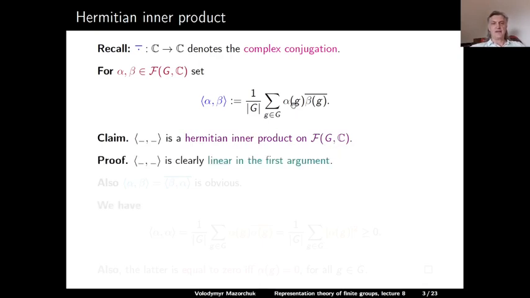Proof. It is clear that the right-hand side of our formula is linear with respect to the first argument. Also, if we swap the roles of alpha and beta, we should take the complex conjugate of the right-hand side, because we have a complex conjugate over beta, but not over alpha. So if we swap their roles, we should complex conjugate the right-hand side. This checks the first two properties of inner products.